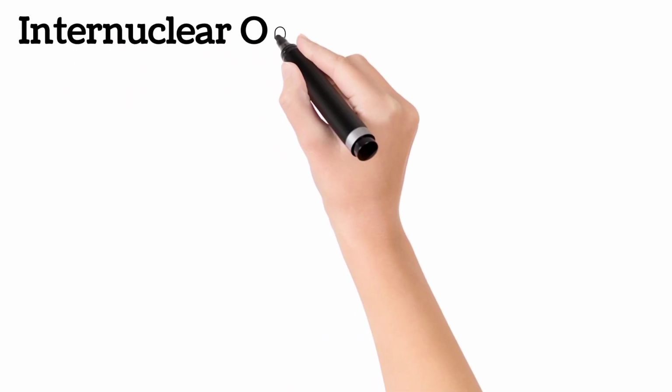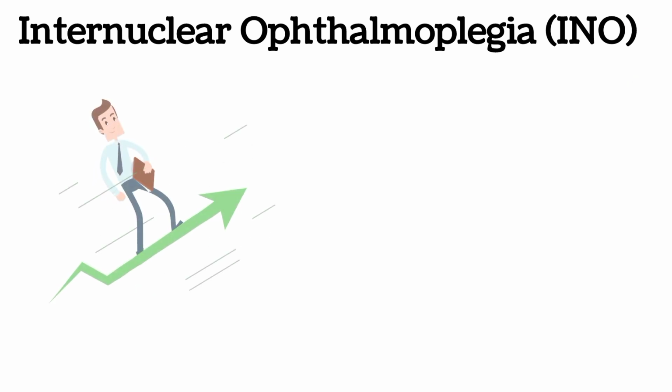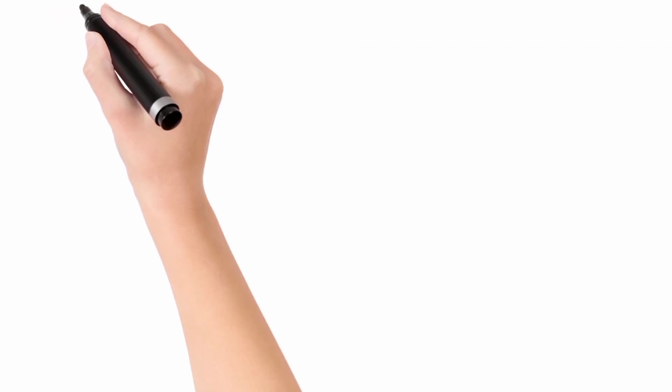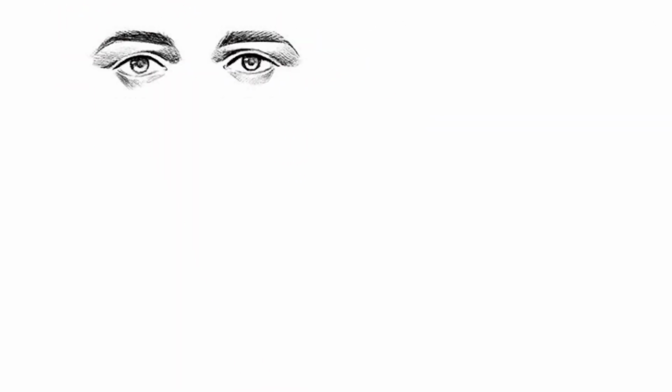In this video, we will discuss high-yield concepts of internuclear ophthalmoplegia, also called INO. To fully understand this disease, we need to have a grip on some structures of the central nervous system. Imagine this is a normal person. He is looking at you and wants to move towards his right.